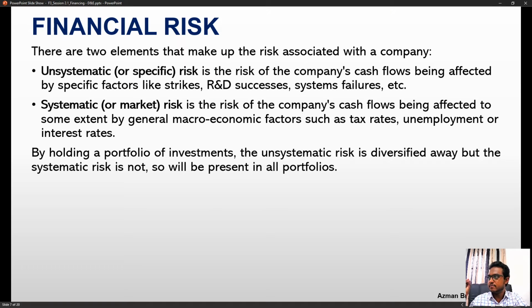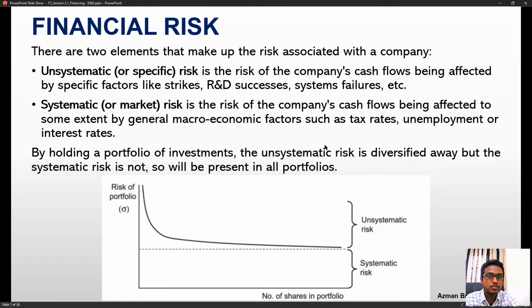So you have money invested in the tech sector, the renewable energy sector, the agricultural sector, the apparel sector. So you've got a portfolio. When one sector is doing poorly, another sector can do well, and that diversifies away or minimizes your risk. So the unsystematic risk is diversified away, but the systematic risk is not, and so will be present in all portfolios.